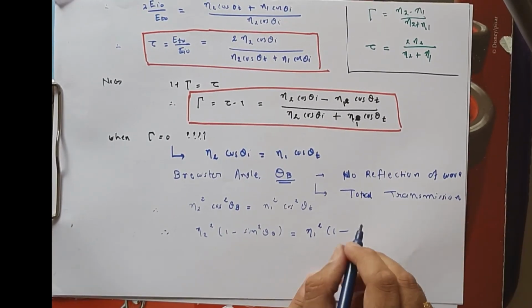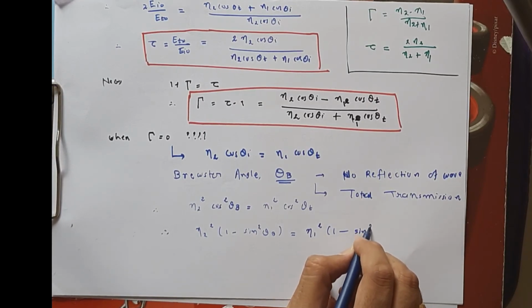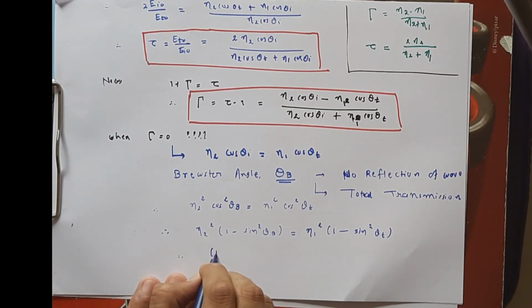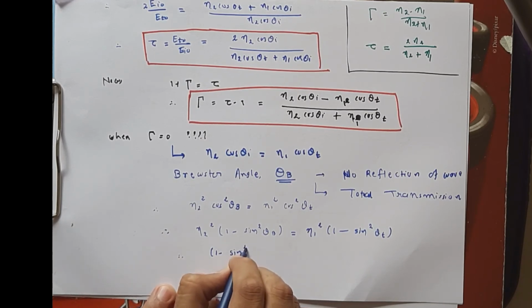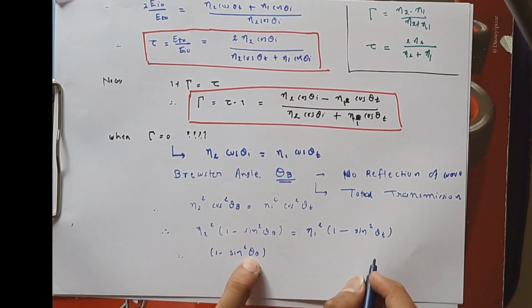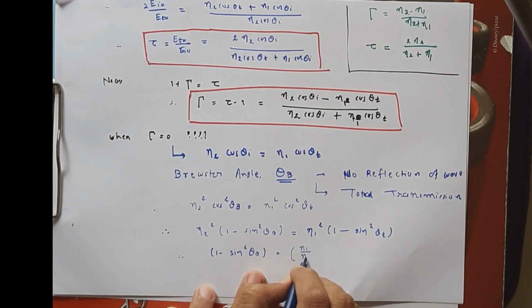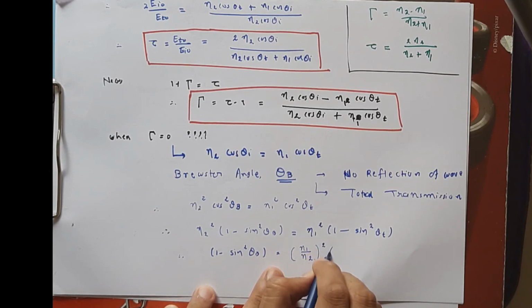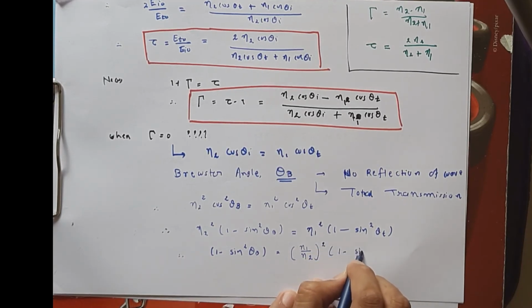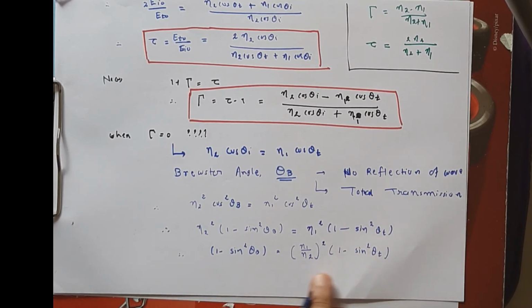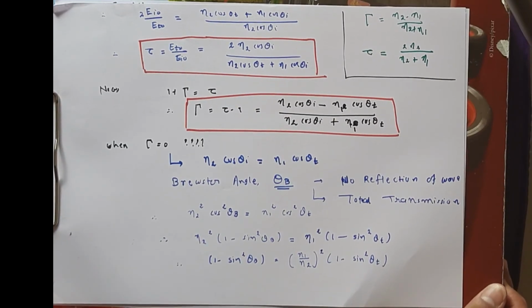(1 minus sin square theta t). So you can write it this way, 1 minus sin square theta b. We have to find out what the value of theta b, the Brewster angle, should be. It is eta 1 by eta 2 square, (1 minus sin square theta t), where theta t is the transmitted angle. Now we have to find the value of this theta t, then put it here.